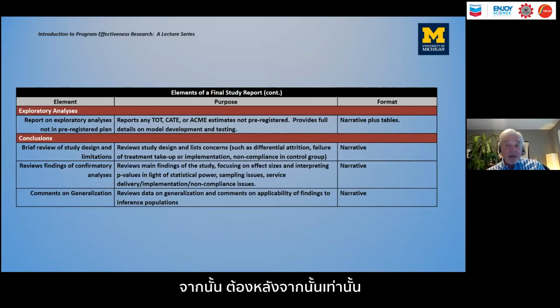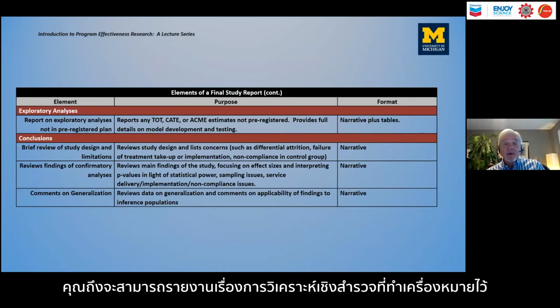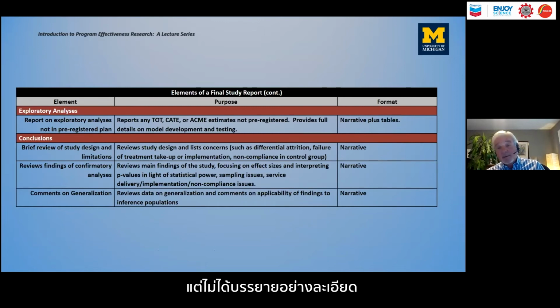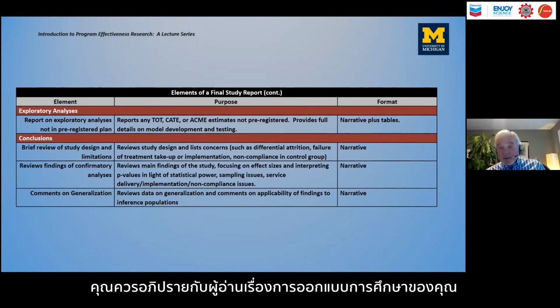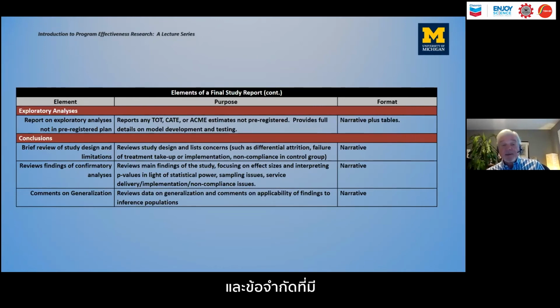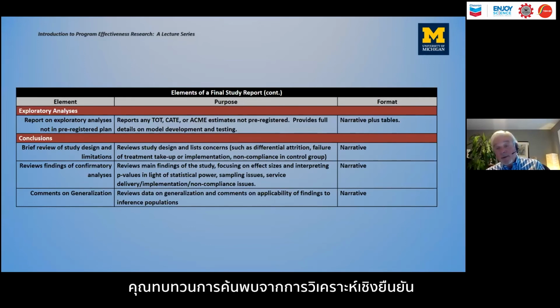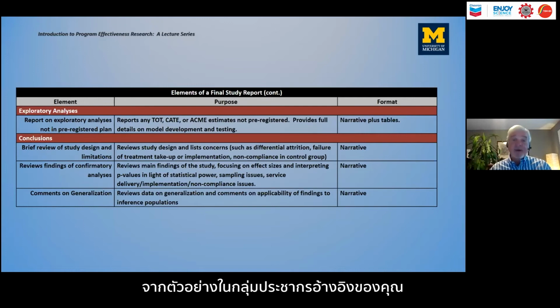Then, and only then, can you report on exploratory analyses that were signaled but not well described, of course, because they're exploratory in your pre-registration plan. And finally, when you are concluding, you should discuss with the reader your study design and its limitations. You review the findings from your confirmatory analyses, and then you comment on your ability to generalize from your findings from the sample to your inference population.